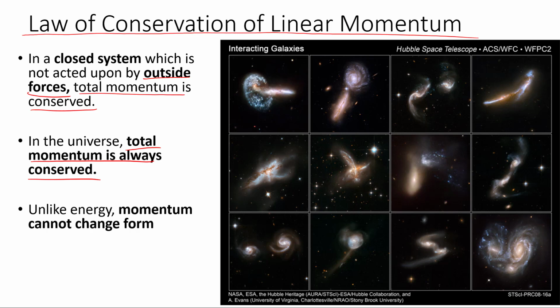The nice thing about momentum, unlike energy, is momentum cannot change form, which means it's much easier to keep track of than energy. We can just look at the mass times velocities of all the objects and see that the total momentum has to stay constant. These diagrams show us some collisions or interactions between galaxies. And anytime there's an interaction between galaxies, the total momentum stays constant. So if one pulls on one, the other pulls on the other by the same amount. And they change velocity, or they change momentum, by opposite amounts.